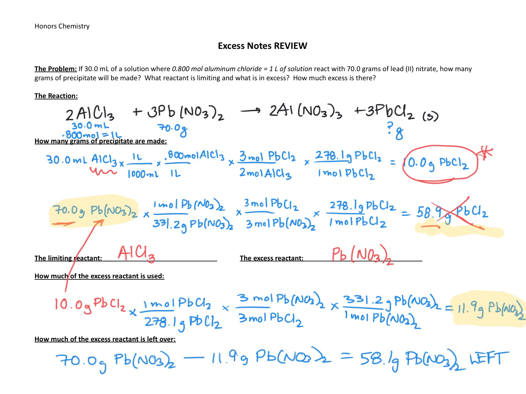So there we go. We're going to have 58.1 grams of the lead 2 nitrate left over. So to summarize, this stuff is all going to get used up. We're not going to have any aluminum chloride in the end. This, we're going to use up a lot of it, but we are going to have 58.1 grams left. And then we also know we're going to make 10 grams of this product. We didn't do anything with the aluminum nitrate, but no big deal. We could have if we wanted to. Okay.